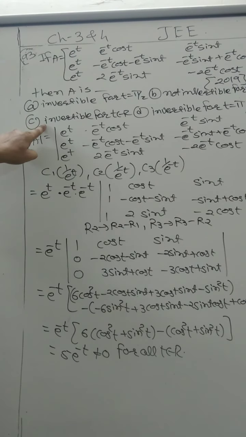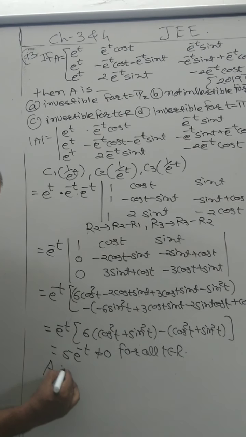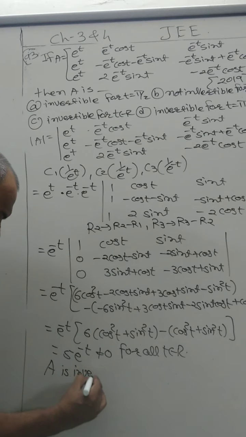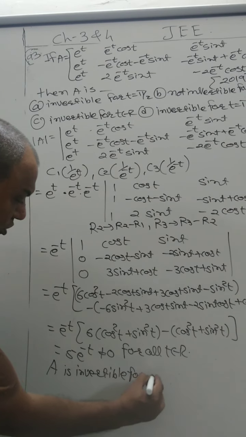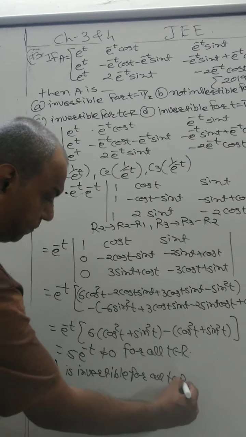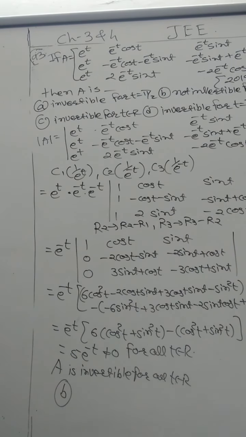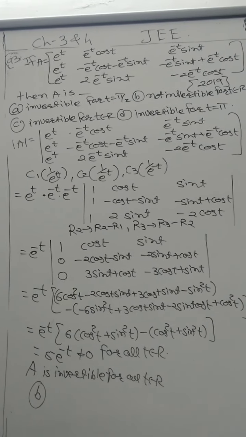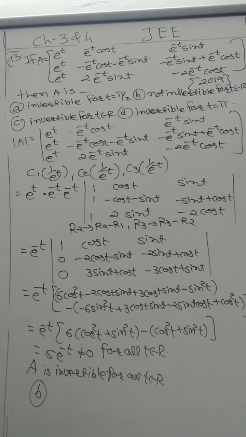So we can say that A is invertible for all t belongs to R. So this is our answer B. B is our answer. This sum is also a good sum. Okay, so this way we can find our answer. So very carefully you remember this thing and simplify it. Okay, now we go for the next one.